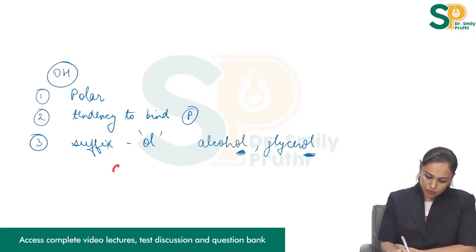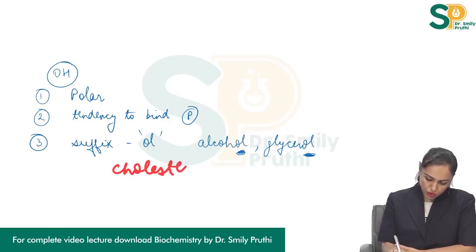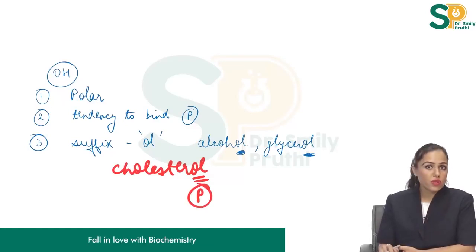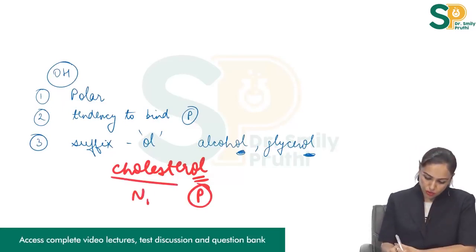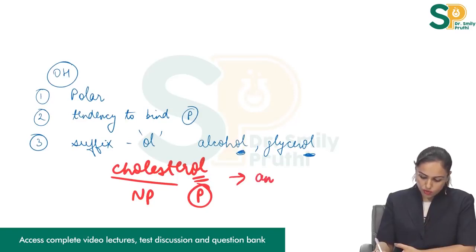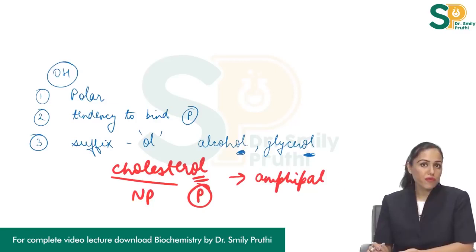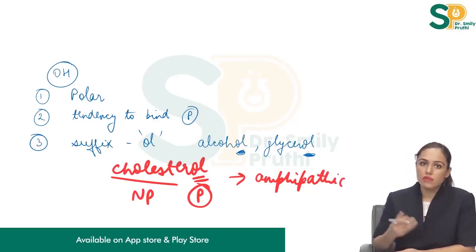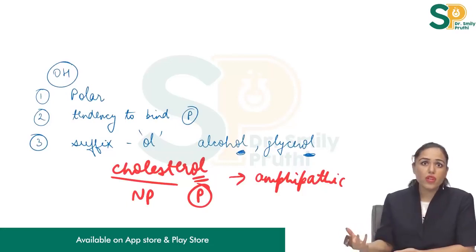Now see one more name, the name cholesterol. Ol written at the end, that means it has a polar component, but you know cholesterol is a lipid. It has a non-polar component also. So any compound which has both polar and non-polar components is known as amphipathic. So we can say cholesterol is amphipathic. There is no need to cram cholesterol amphipathic. The name is telling you, the name is giving you information, right?